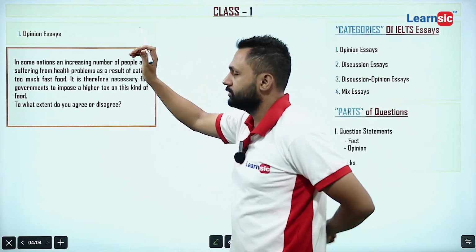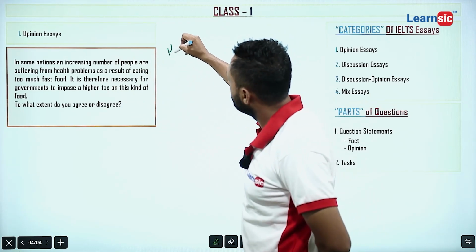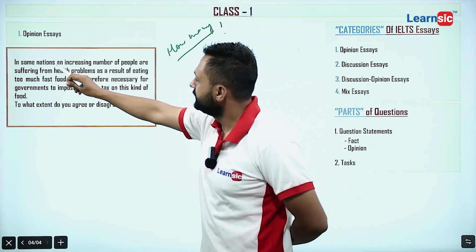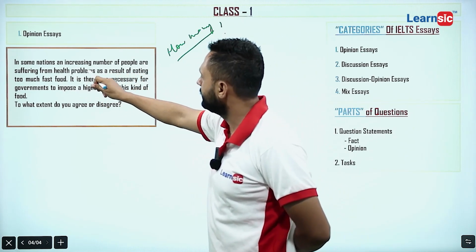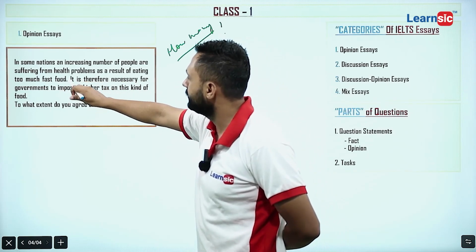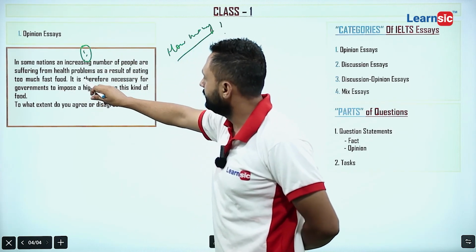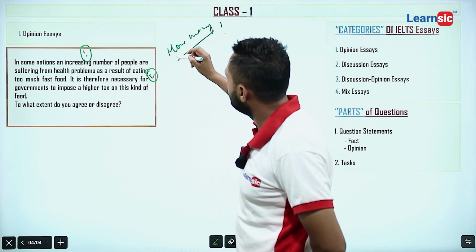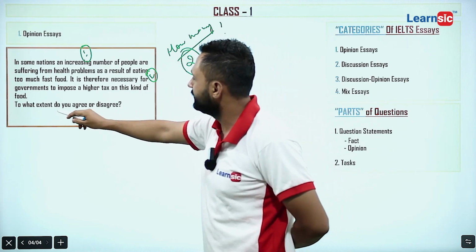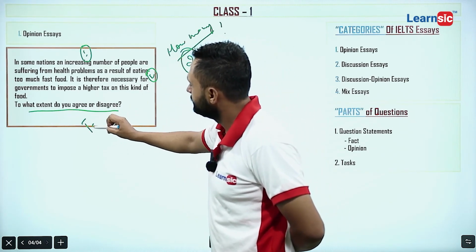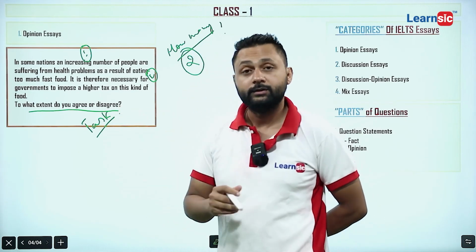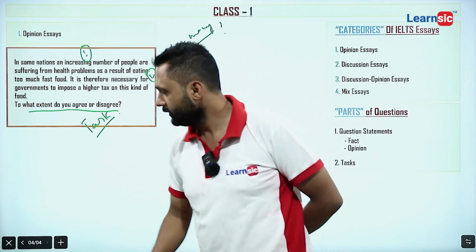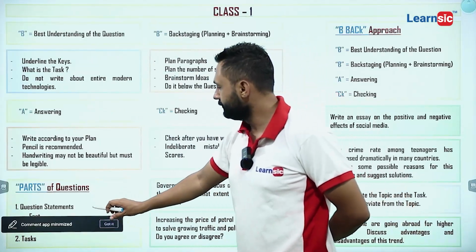So first of all, let's count how many question statements there are. Let's say: in some nations an increasing number of people are suffering from health problems from fast food. Here's a full stop, so there's one sentence here. And it is therefore necessary for governments to impose a higher tax. Next sentence is here. So two question statements, and this is the task.